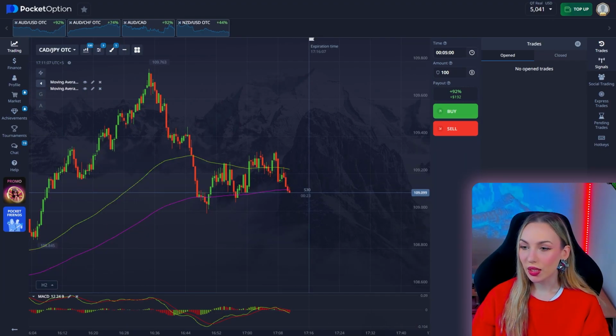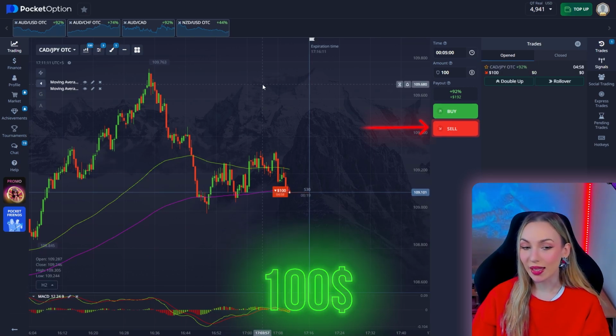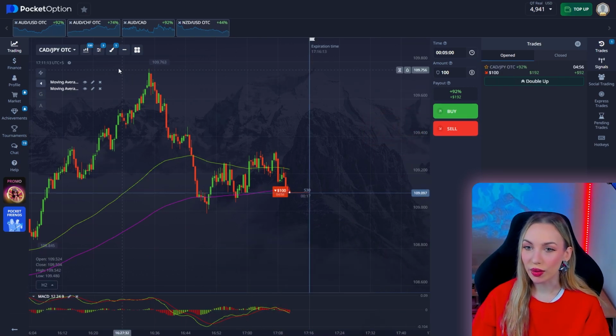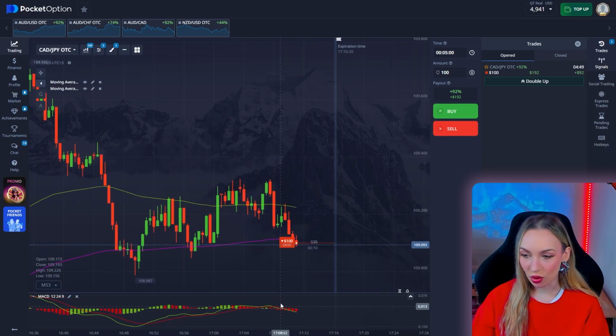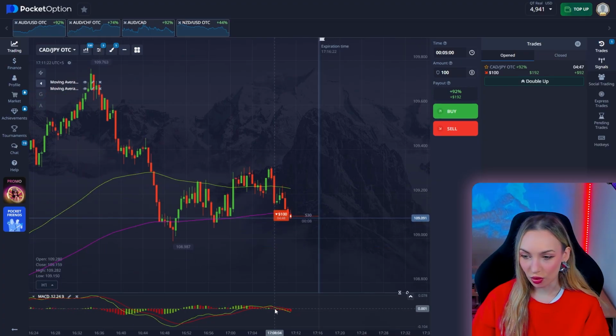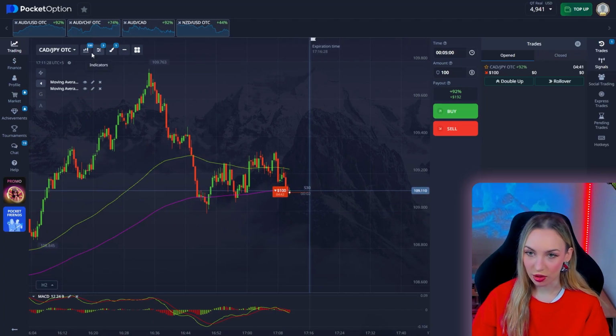I just found another amazing signal, 5 minutes, $100 in the downward direction. I just opened the trade. So the first signal that I saw is that MACD crossed in the overbought zone above the zero line. So for me, it's a signal to open the trade in the downward direction.